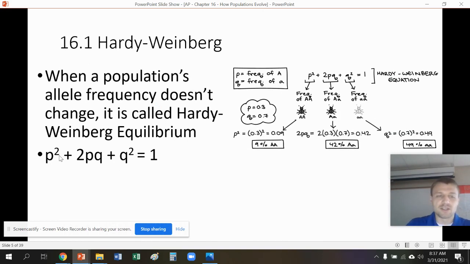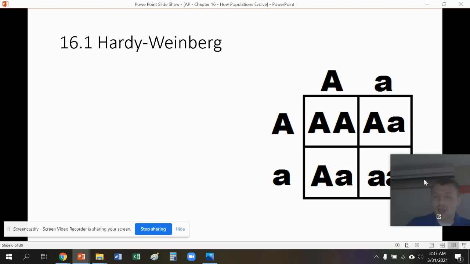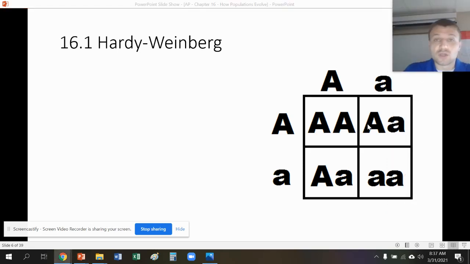So basically, we have p squared, which is the frequency of your homozygous dominant genotype, 2pq, this shows you the two heterozygous genotypes. We'll understand why there's two here in a second. And then with the q squared, this is just your homozygous recessive genotype. That equals 1 again. So we're going to use those two equations in combination.